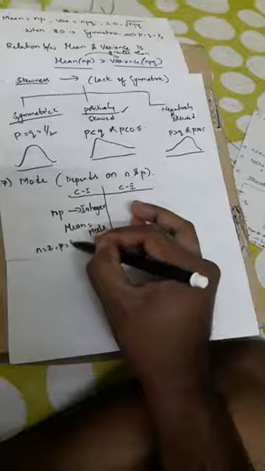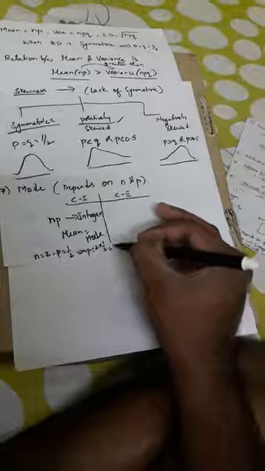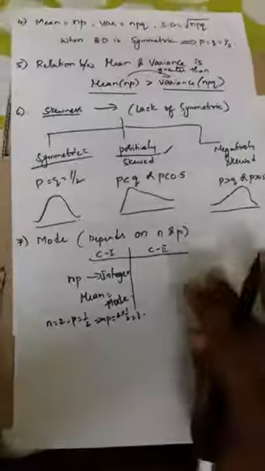mean equals mode. If np is an integer, for example, if n equals 2 and p equals 1 by 2, then what would np become? It is 2 into 1 by 2, that equals 1. So this 1 is the mode. So if np is an integer, then mean equals mode.